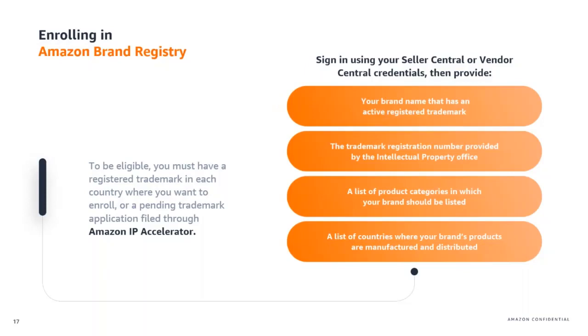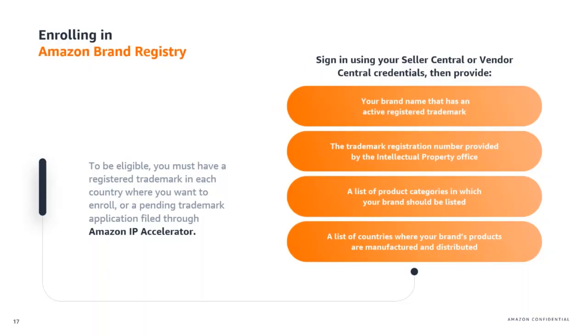And if you meet the eligibility requirement, you can sign in using your Seller Central or Vendor Central credentials. Then to enroll your brand, you will need the following: your brand name that has an active registered trademark. The active registered trademark for your brand must appear on your products or on your packaging. And then the trademark registration number provided by the Intellectual Property Office. And I do want to note that we do not accept application numbers. You'll also need a list of product categories. For example, apparel, sporting goods, electronics, and these categories are the ones in which your brand should be listed. And then you'll need a list of countries where your brand's products are manufactured and distributed.